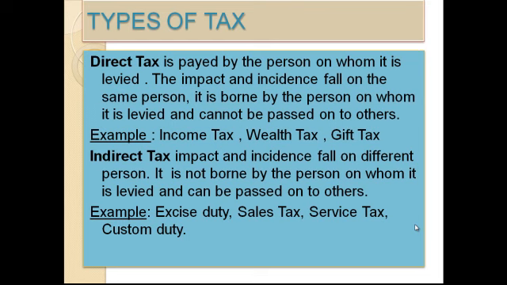Types of tax. There are two types of tax. One is direct tax, another one is indirect tax. Direct tax is paid by the person on whom it is levied. In case of a direct tax, the impact and incidence fall on the same person. It is borne by the person on whom it is levied and cannot be passed on to others. Example for direct tax: income tax, wealth tax and gift tax.